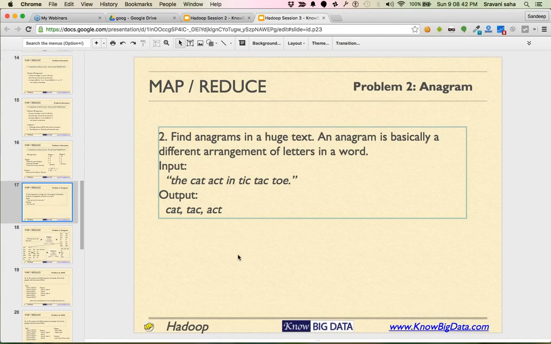Let's say we were trying to bring together all the words of the same size. What will we do? We will make the key the size, and the value the actual word, right? If our objective was to bring together all the words of the same size.